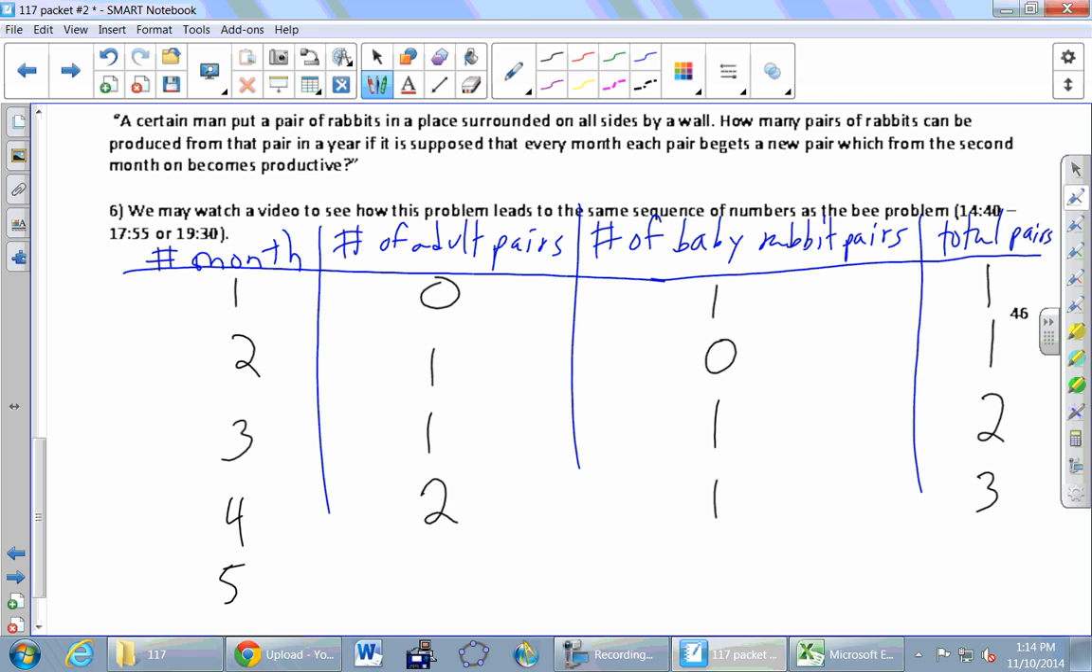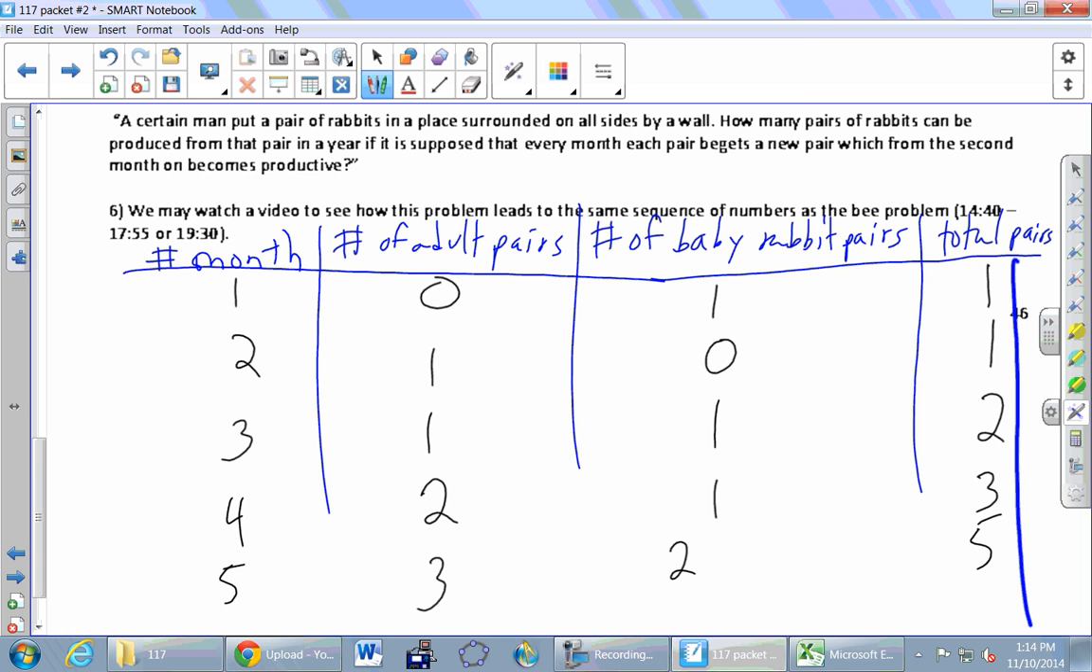Okay. How many pairs of adult rabbits will we have? 3. It's the 2 that are already there plus this 1 pair of babies that becomes adult. 3 adults. But how many newborns? It's 2, because in the previous month you had 2 pairs of adults that were waiting there. 2 there, and altogether 5. And have we seen this collection of numbers before? 1, 1, 2, 3, 5. Yeah, so this is the same Fibonacci list.